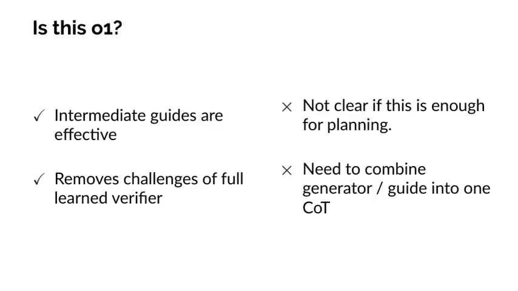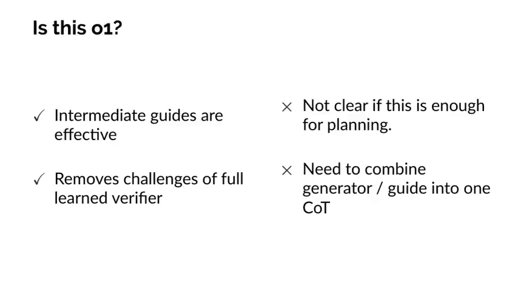So is this O1? Well, there's some evidence that these intermediate guides are effective. It also removes the challenge of just having a single learned verifier. On the negative side, we haven't really seen anything yet that explains some of the advanced planning that we've seen this model do. And we don't really know how to fully do this combination of generator and process reward model into a single chain of thought. It's a compelling idea, but there are a lot of details still remaining.